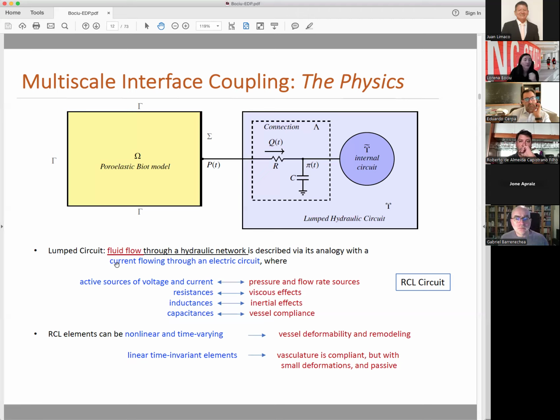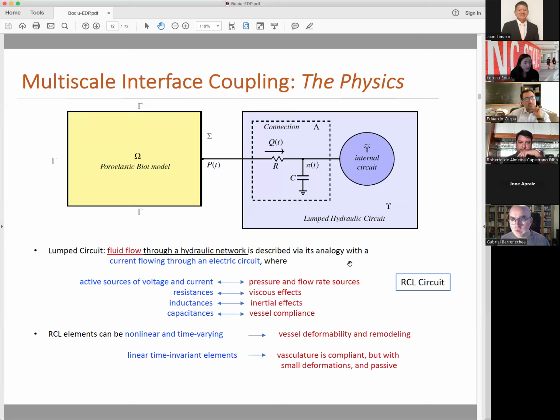Now, this is the lumped circuit that we use to model the global features. Here, the fluid flow through a hydraulic network is described via its analogy with current flowing through an electric circuit, okay? Where we have active sources of voltage and current. They correspond to pressure and flow rate sources, resistances to viscous effects, inductances to inertial effects, and capacitances to vessel compliance. So these are known as RCL circuits.